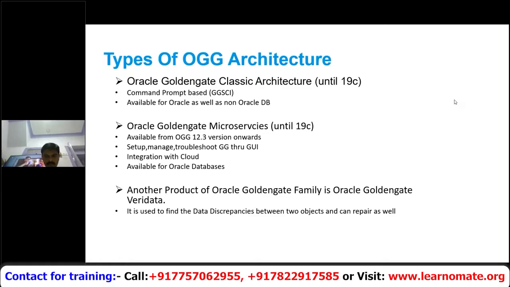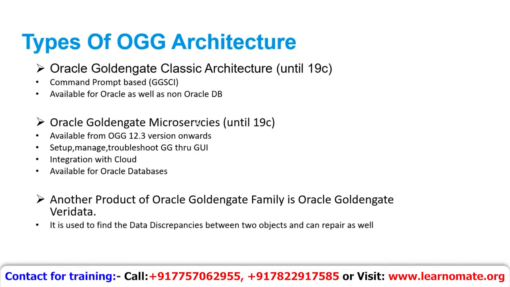Another thing is, if you are looking to be GoldenGate certified, you get 60 to 65% of queries from classic architecture. Microservices contains 15 to 20%, and 10 to 15% of questions come from Veridata. So this is how it goes. Learning all three prepares you for everything related to GoldenGate.